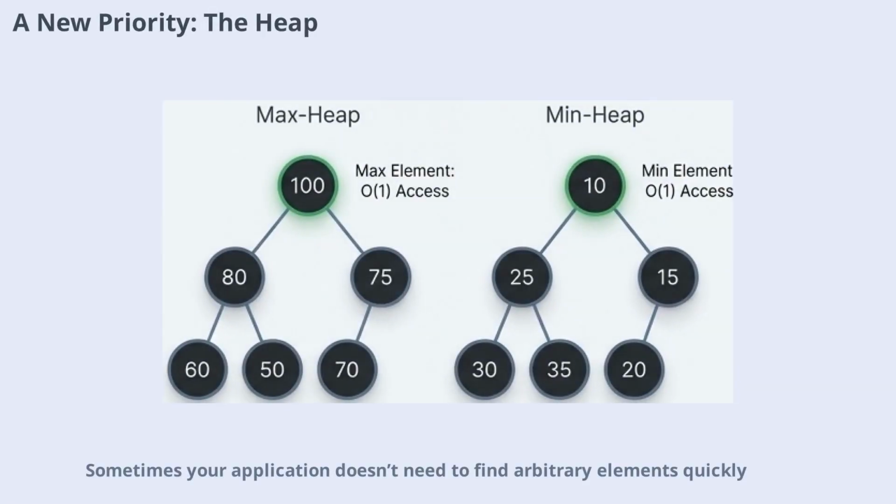Sometimes, your application doesn't need to find arbitrary elements quickly, but instead must repeatedly access the highest or lowest priority item. This is where the heap data structure shines. Heaps are specialized, tree-based structures that efficiently support priority queue operations, making them essential for certain algorithms and simulations.